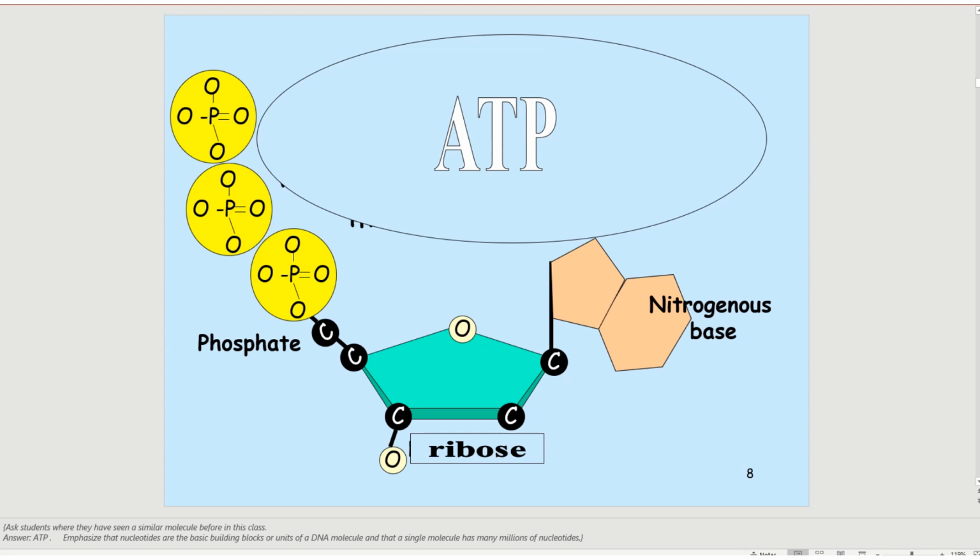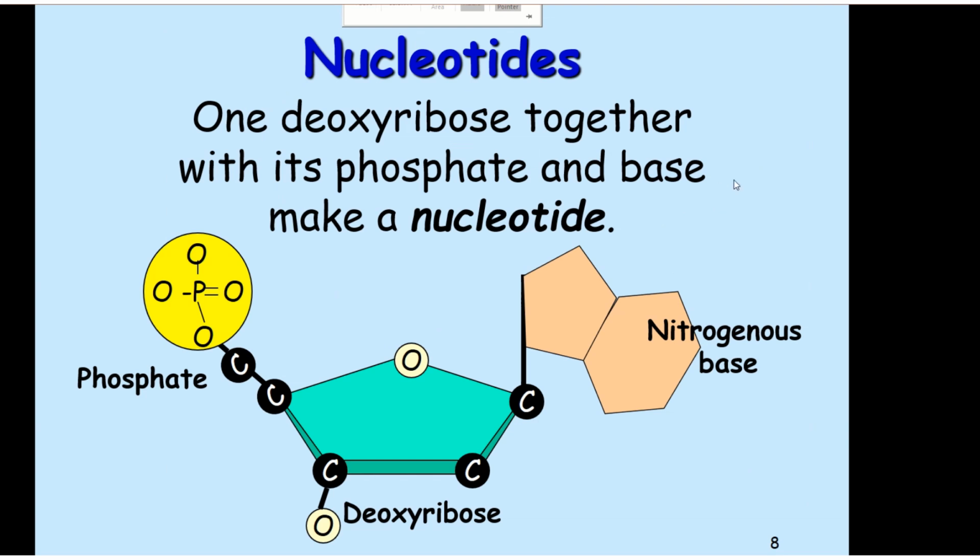ATP also looks like this. So does RNA. So let's take a look at that. So here you see nucleotide. One deoxyribose together with its phosphate and base make a nucleotide. So remember, DNA is like a wall. Yes, it's big. The wall is big. But the nucleic acid, the DNA, is made up of a lot of little parts called nucleotides. Think of a wall being made up of bricks, right? So the nucleic acid, the DNA, is made up of nucleotides, and it's made up of a phosphate, sugar, base. This would be the brick in the wall.